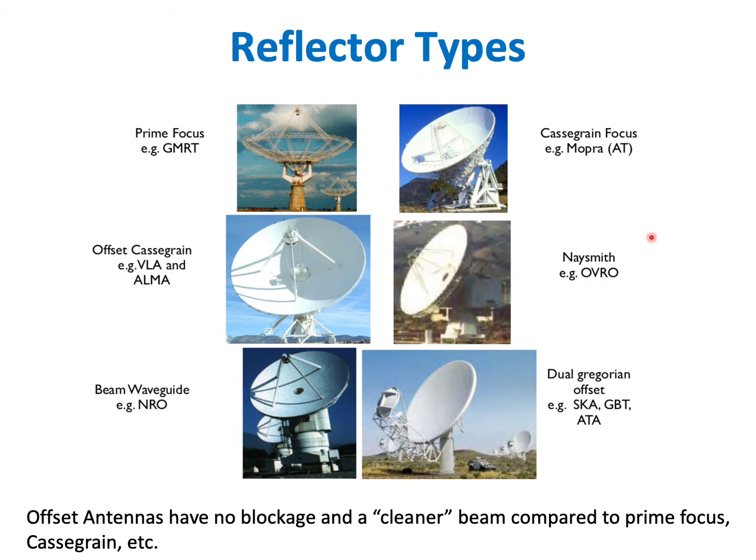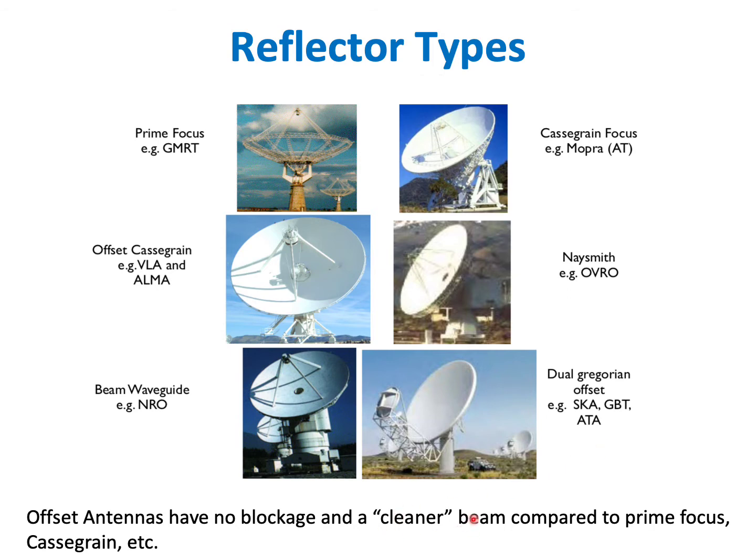For an example of a Naismith telescope, OVRO, beam waveguide NRO, and dual offset Gregorian. This is very popular nowadays. SKA, Meerkat, GBT, Allen telescope array. So of course with the offset antennas, like all these I just talked about here, you have no blockage and you have a cleaner beam.